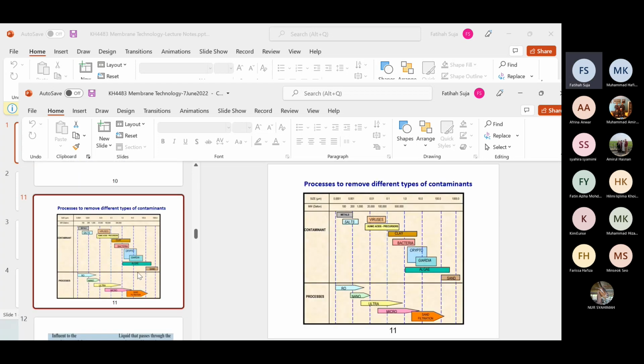Okay, so you can see here a process to remove different types of contaminants. Here, salt ions are removed by reverse osmosis, but nanofiltration removes salts. Metal ions are removed by reverse osmosis. So you have sand filtration, then micro, then ultra, nano, and reverse osmosis.